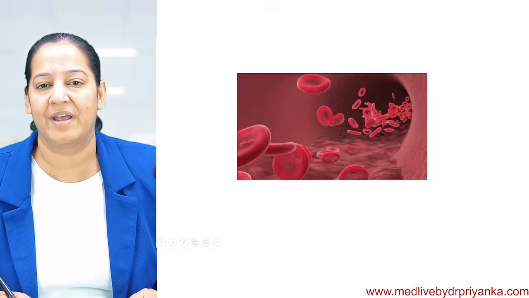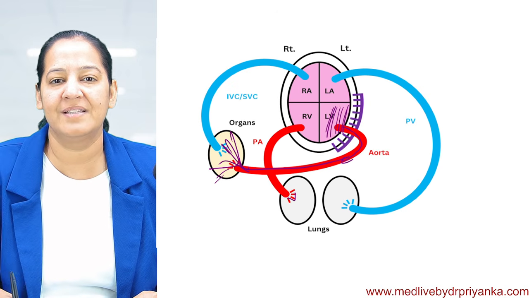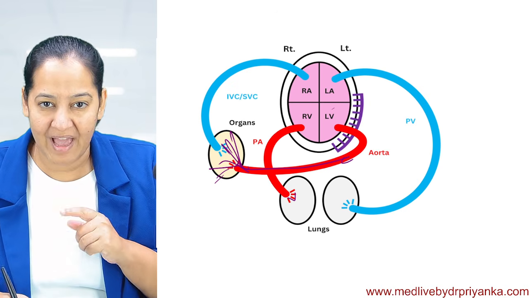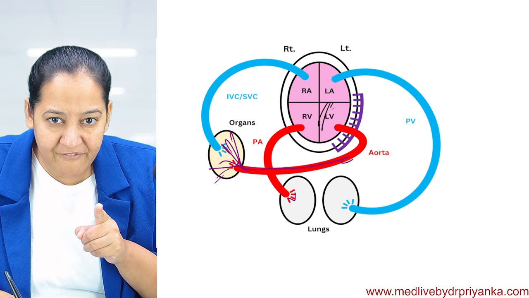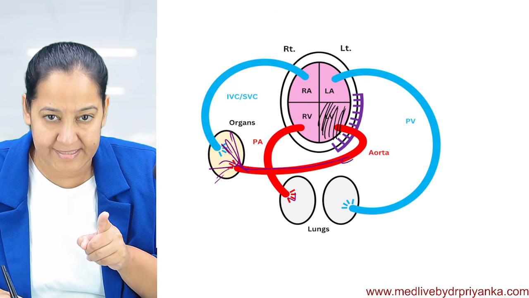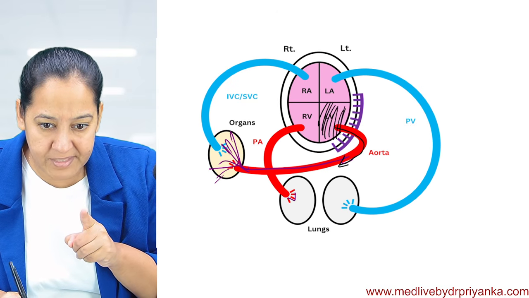It's the coronary artery. Now see the same diagram again. So see the left ventricle. Everyone focus on the left ventricle. From the left ventricle, can you see the aorta is coming out? Yes, this aorta is coming out, this red color. Can you see this is the aorta?